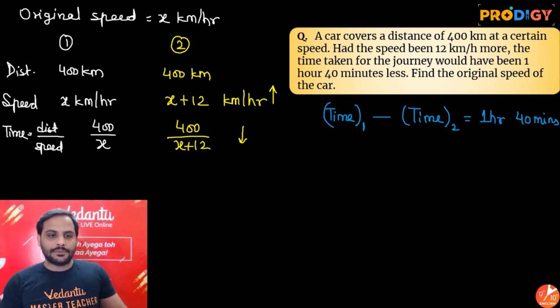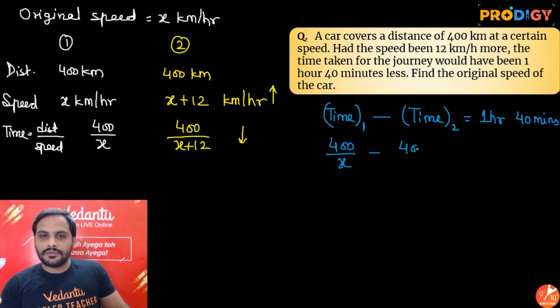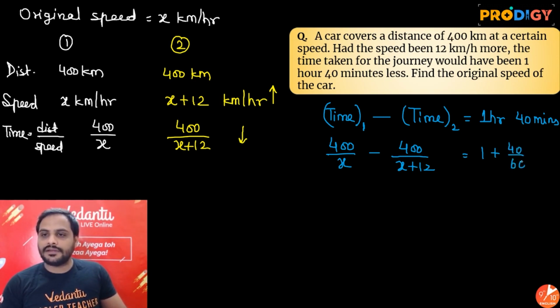Okay, let's use this equation now. So here we have 400 by x minus 400 by x plus 12 is equal to 1 hour 40 minutes. How do I convert 40 minutes into hours? It will be 40 minutes divided by 60. So it will be 4 2s are 2, 3s are 1, 2 by 3.